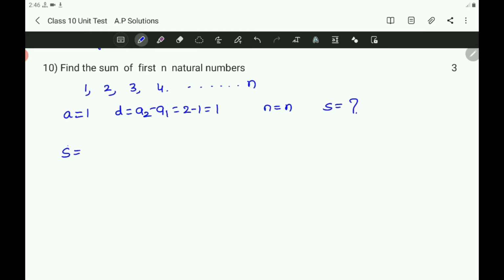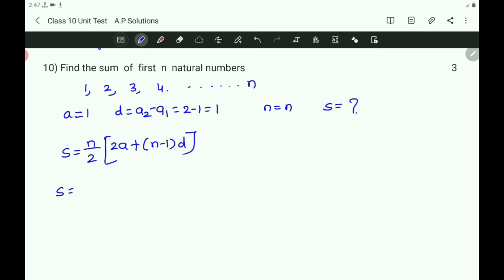S equals, because here we have to find the sum of first n natural numbers. So you write the formula for s. Here a, d and n are given. So you write the formula when a, d, n are known. The formula is n by 2. S equals n by 2 into 2a plus n minus 1 into d.